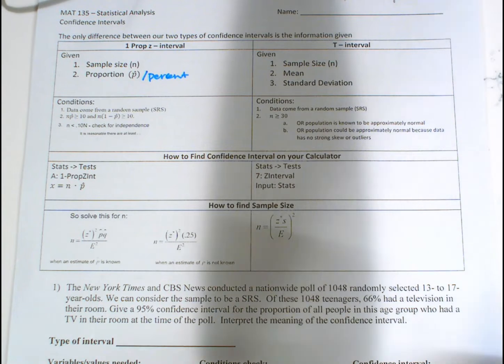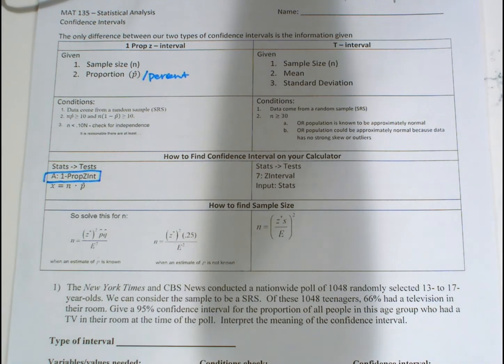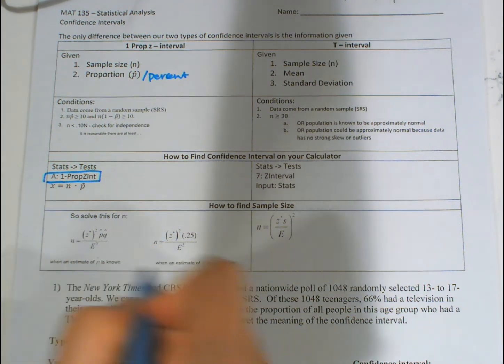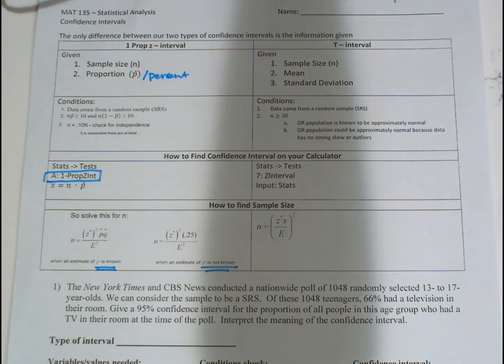So for our prop Z intervals, we run a one prop Z interval, which is letter A on most calculators. And then if we're trying to find the sample size, we use these two formulas depending on if we have an estimate, a point estimate or not. So those are our one prop Z intervals.